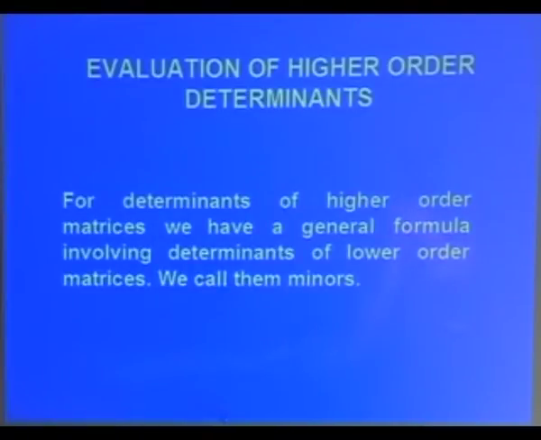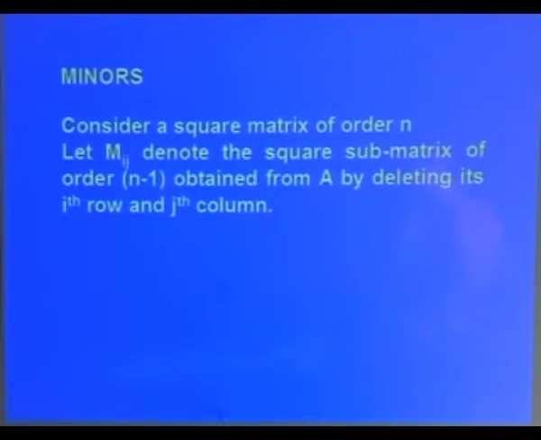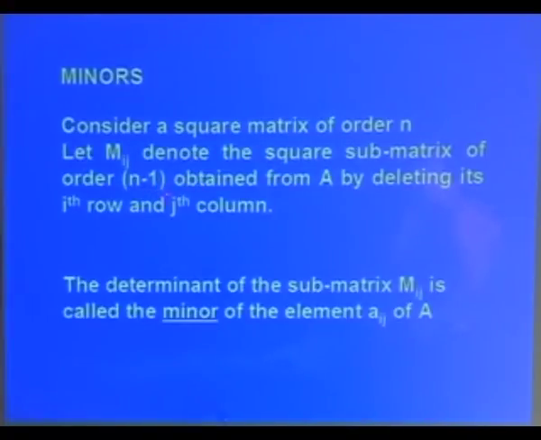This is called minors. Now, a minor is defined as Mij. It is denoted as Mij. It's a square submatrix of order n minus 1, which is obtained from A by deleting the ith row and jth column. The determinant of the submatrix Mij is called the minor of the element Aij of A.